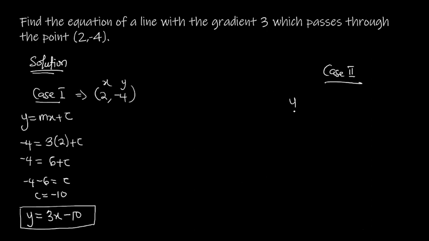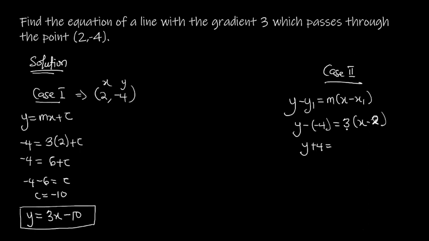In the second case, we have y minus y1 is equal to m into bracket x minus x1. So my y1 in this case is -4, so I have y minus -4 is equal to my gradient, which is 3, into bracket x minus x1, which is 2 over here, so I have 2. So this is y plus 4 is equal to 3 multiplied by x will give me 3x, 3 multiplied by -2 will give me -6. So I have y plus 4 is equal to 3x minus 6.